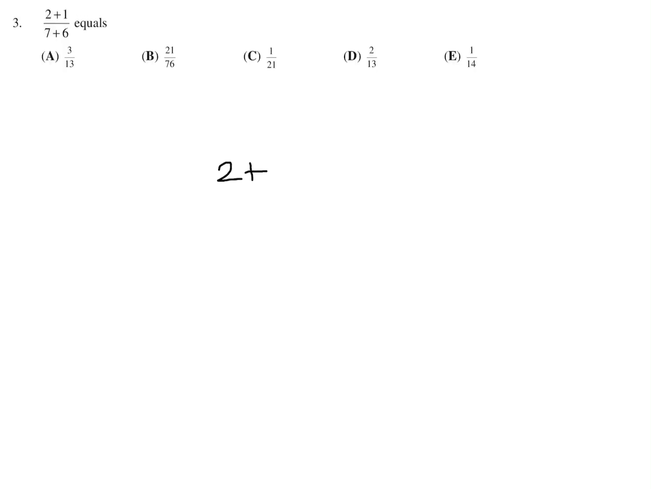2 plus 1 over 7 plus 6, the numerator is 3, and the denominator is 13. So 3 over 13. So number 3, the answer is A. 20% of 20 is equal to, so 20%, 0.2 times 20 would be equal to 4, if you do that multiplication. So number 4, the answer is E.